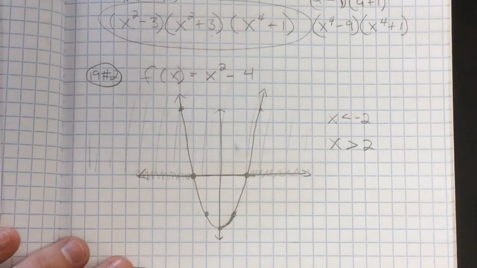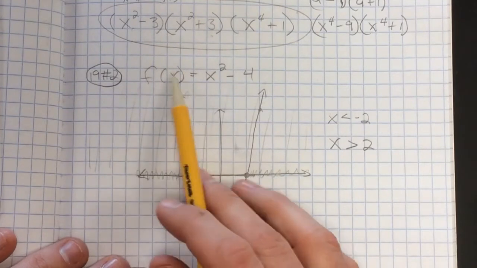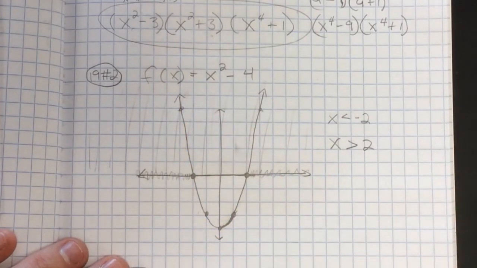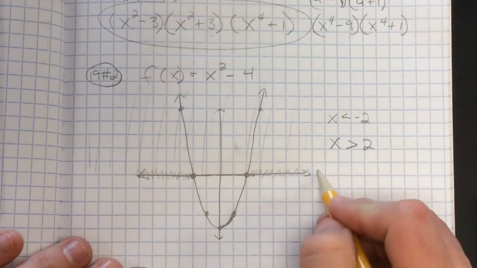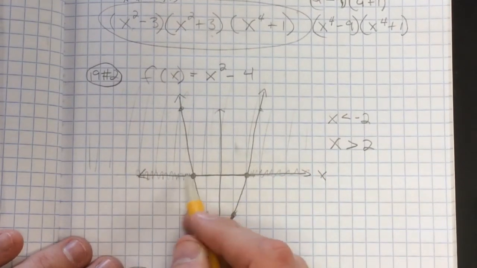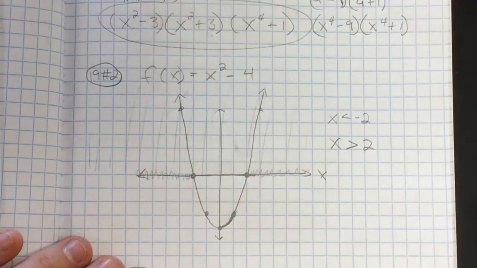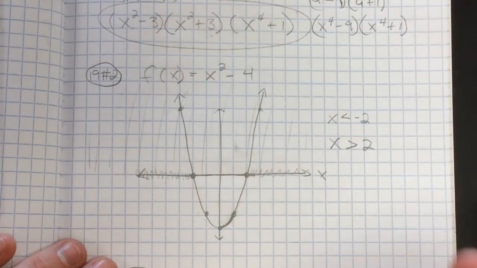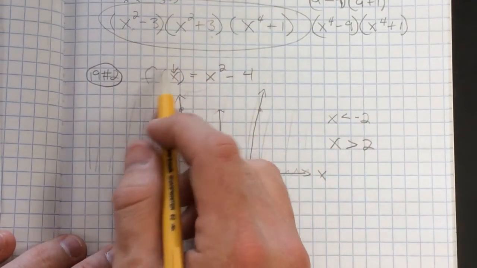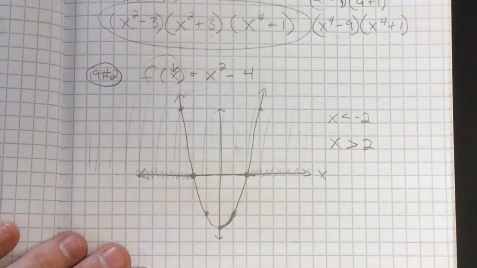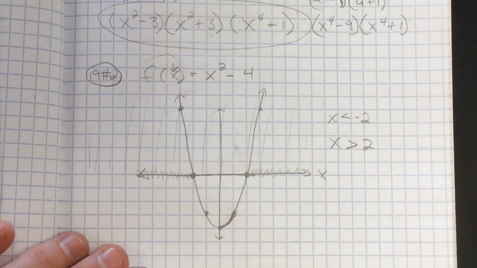Okay, so this says for what values of x is f of x greater than 0. So it's basically saying for what x inputs, for what values of x could you input to this function and get an output that's greater than 0, right? For what input values of x are you going to plug in and get an output, f of x, that's greater than 0? Well, a graph is a visual depiction of the inputs versus the outputs.